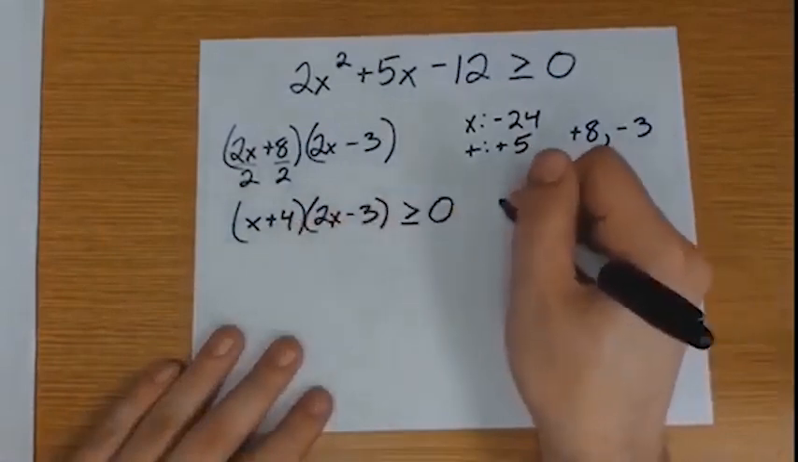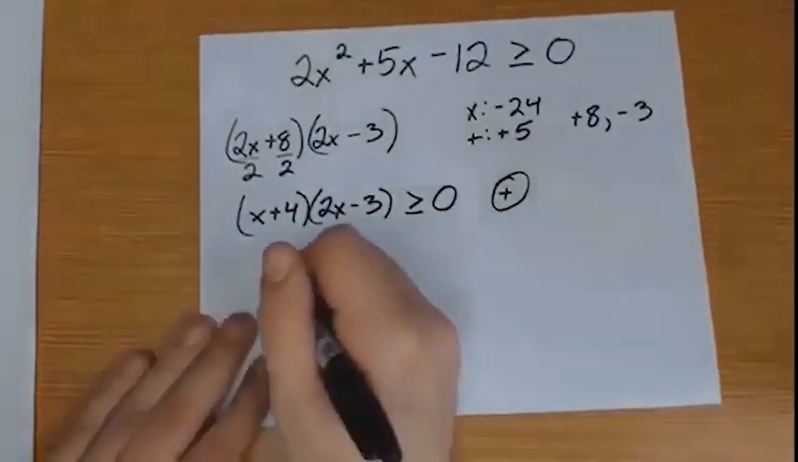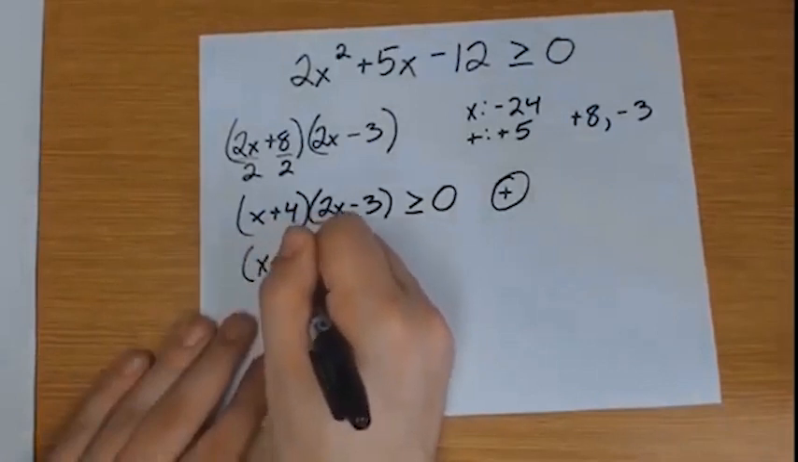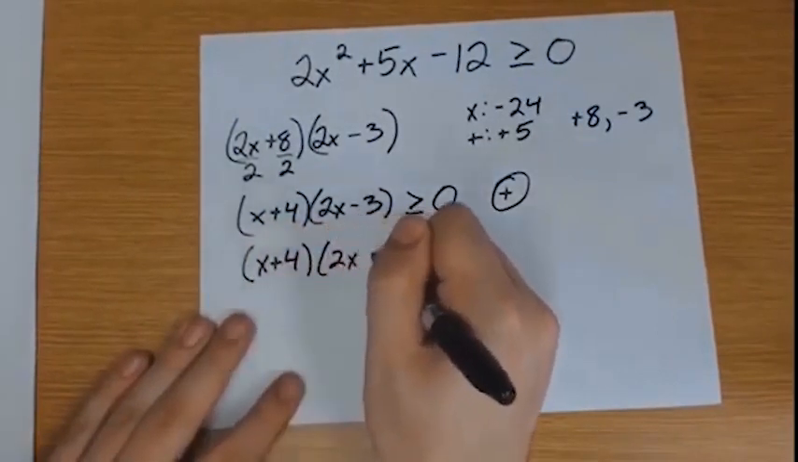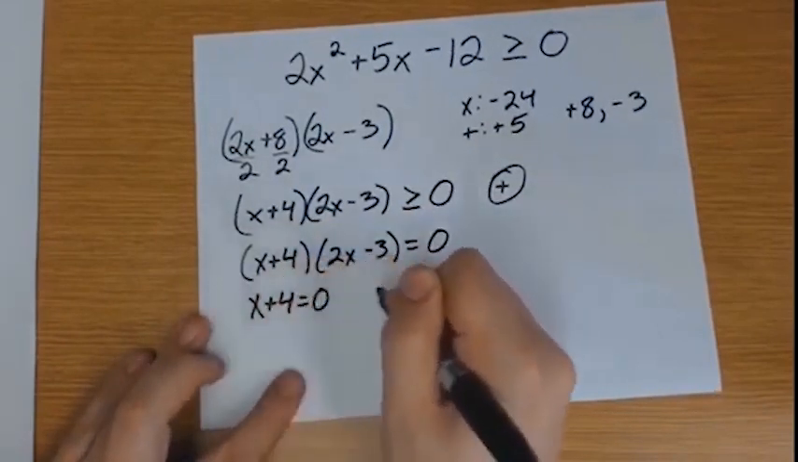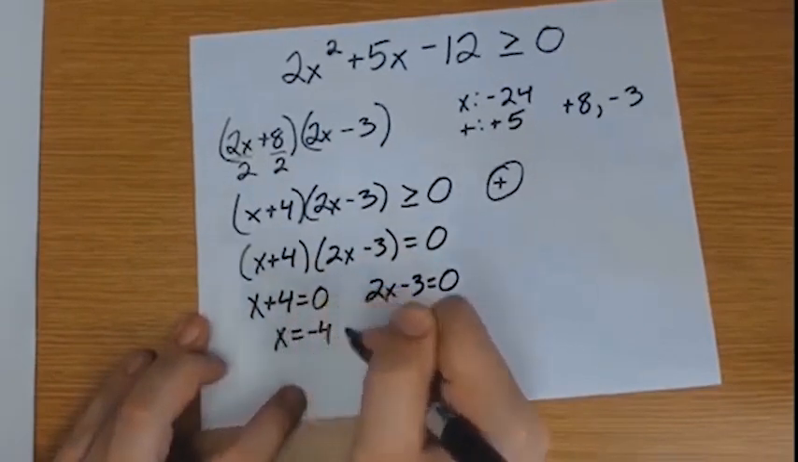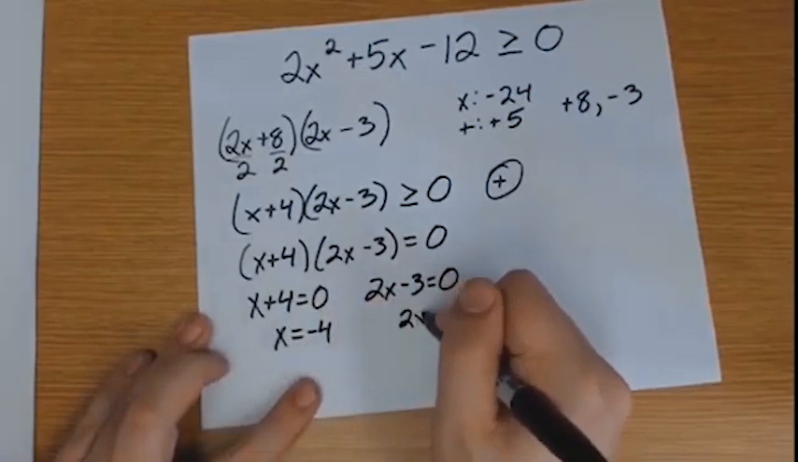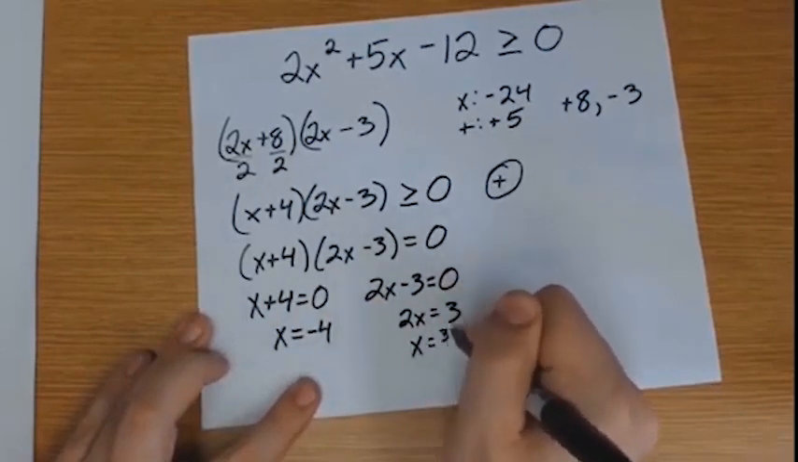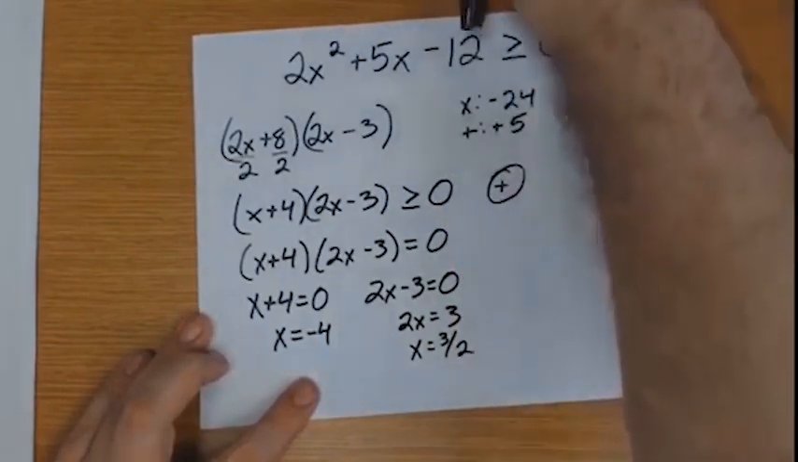So we want this to be greater than 0. We're interested in positive numbers this time around. To find our boundaries for our regions, change it to equals, and solve. So x plus 4 equals 0, 2x minus 3 equals 0, x equals negative 4, x equals positive 3/2. So on a number line, we'll put on negative 4 and 3/2.